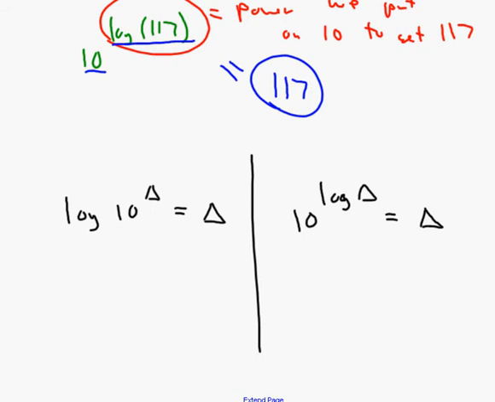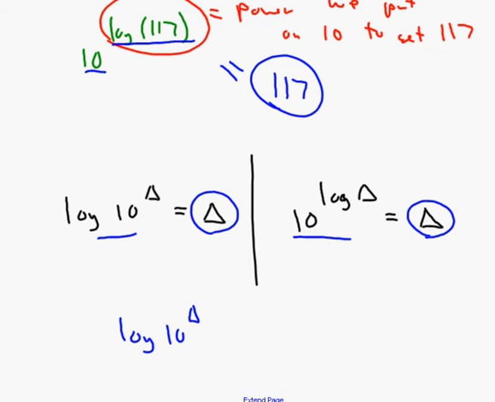So you might be tempted to say, well, look, this thing on the left equals triangle. This thing on the right equals triangle. So these two things must be equal. So let's write that down. Those must be equal. So log of 10 to the triangle has to equal 10 to the log of triangle. And my claim is, yeah, that's good reasoning. They both equal triangle, so they have to equal each other. However, these two things are really not quite the same.